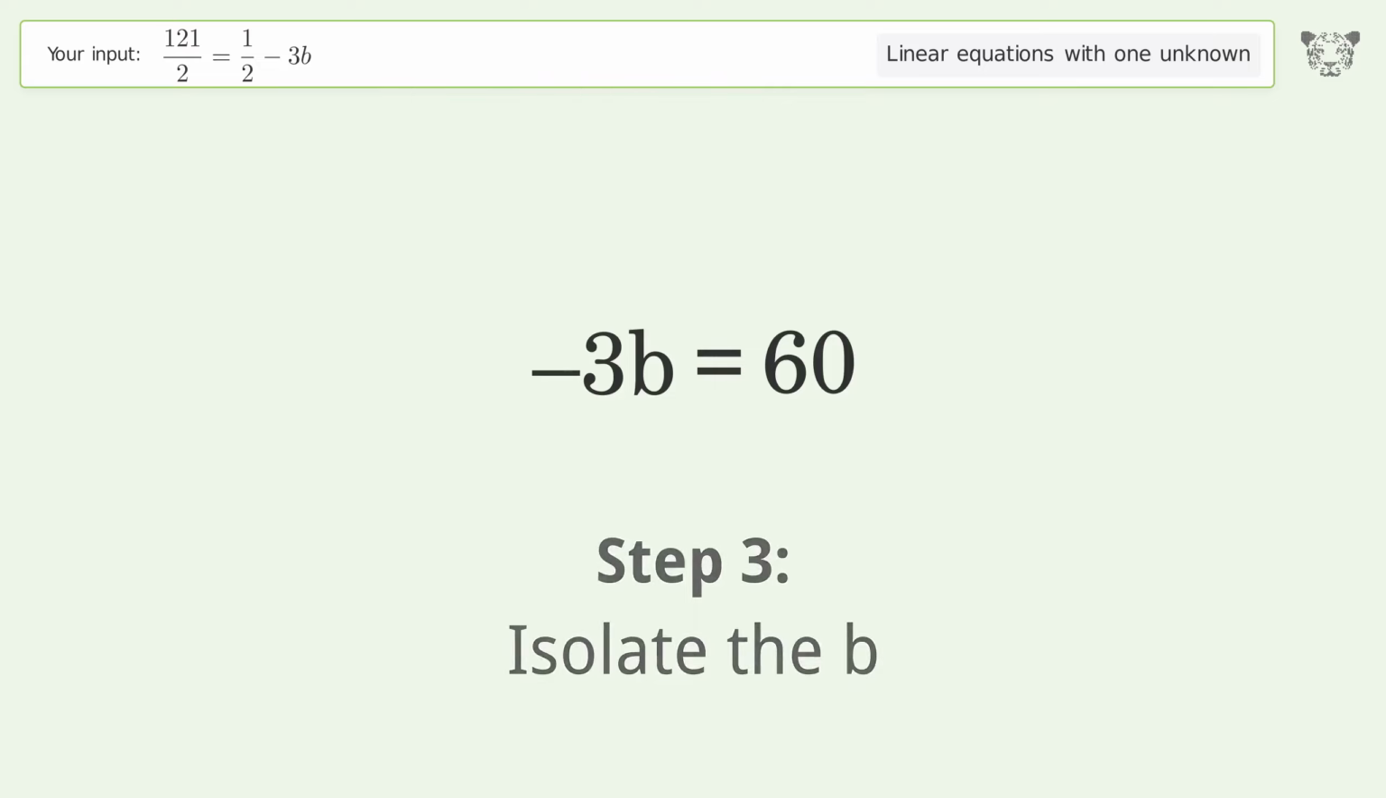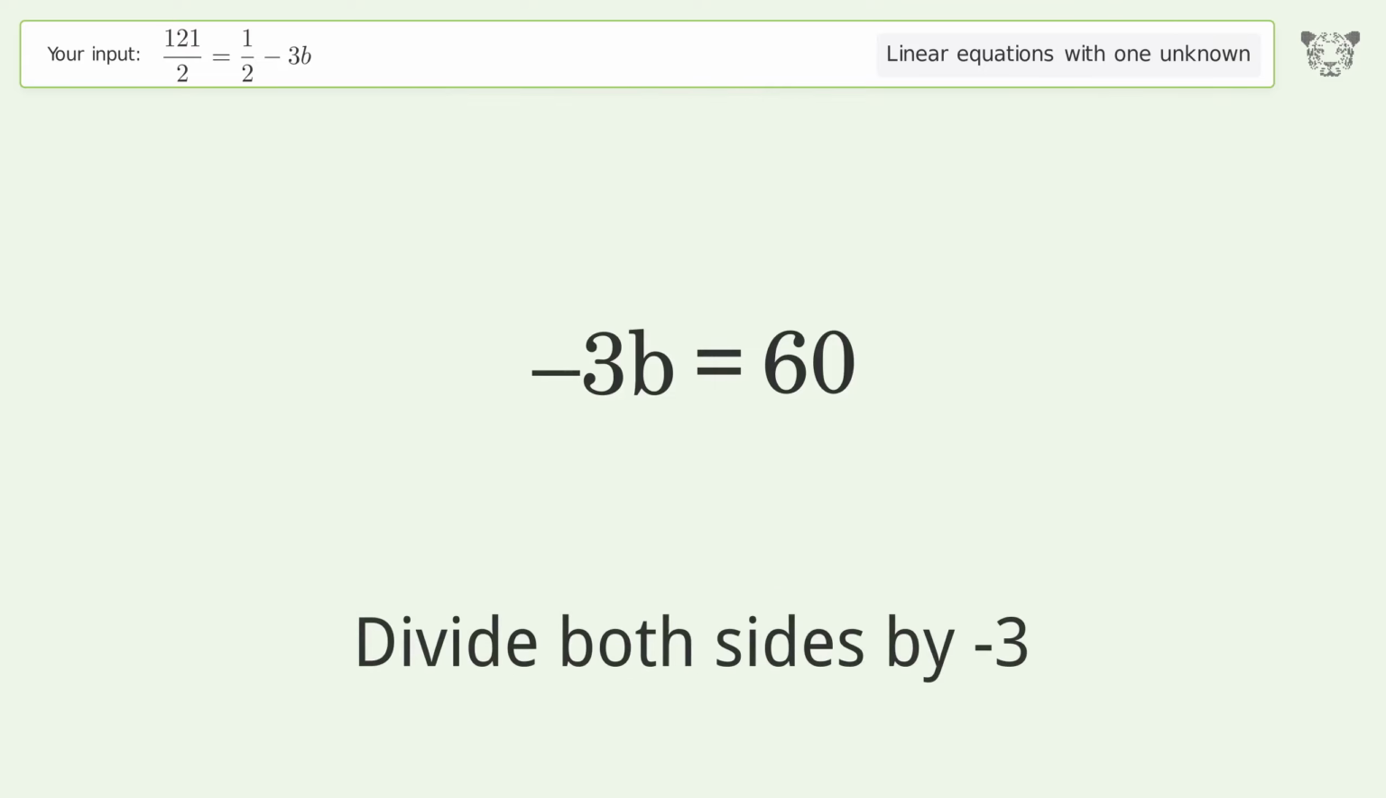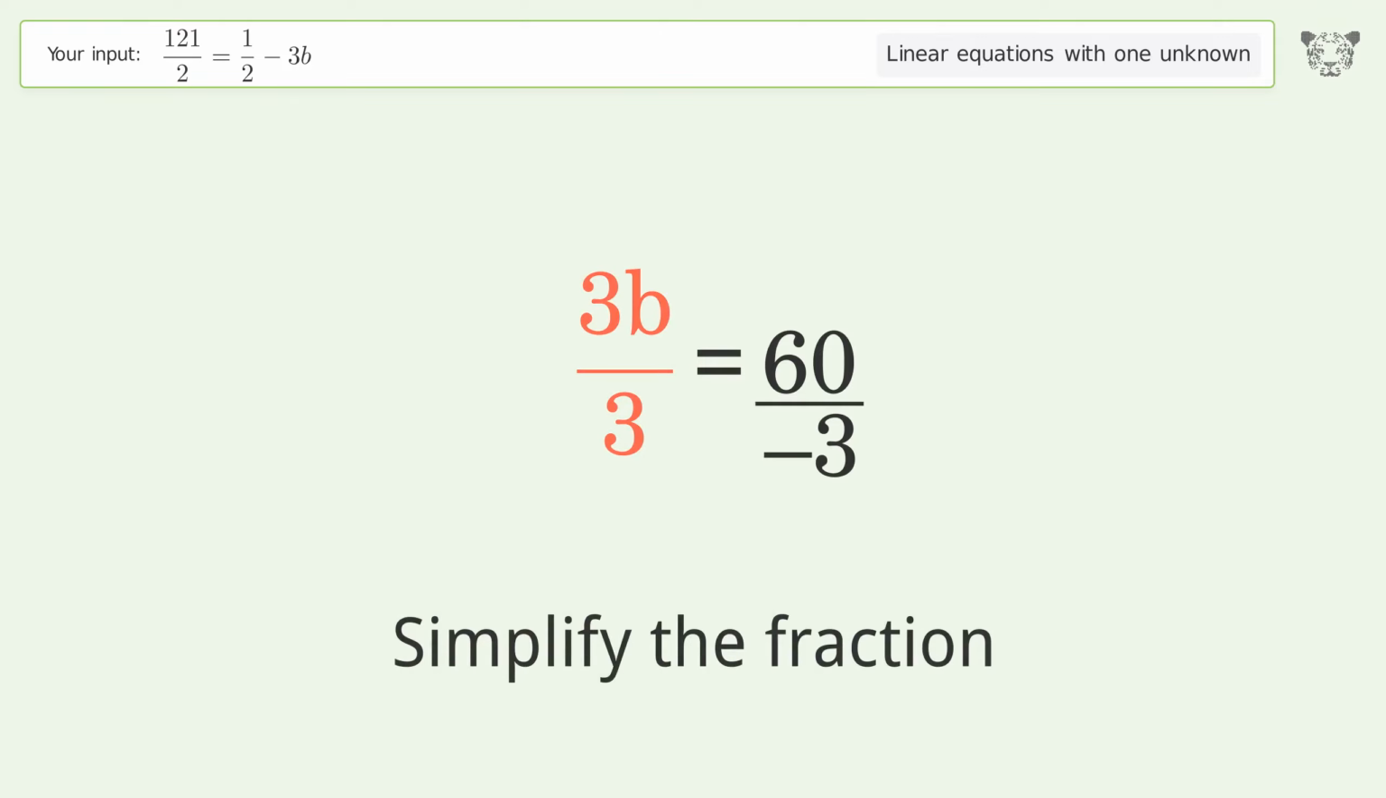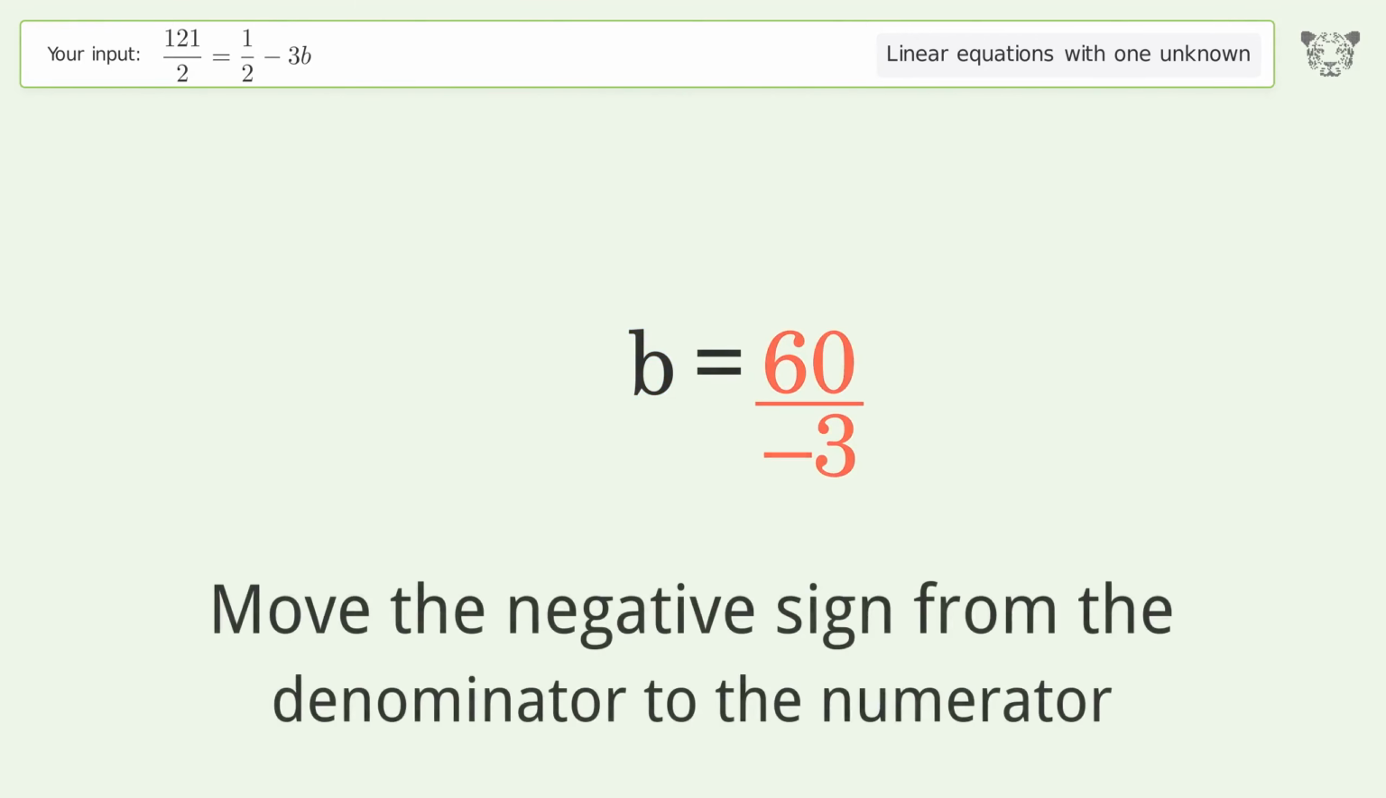Isolate the b. Divide both sides by -3. Cancel out the negatives. Simplify the fraction. Move the negative sign from the denominator to the numerator.